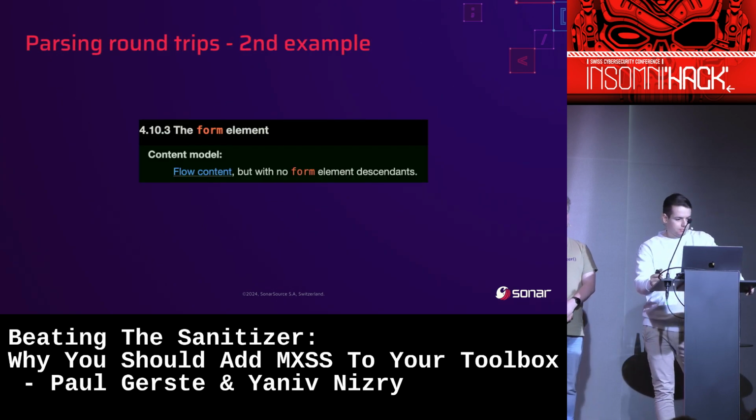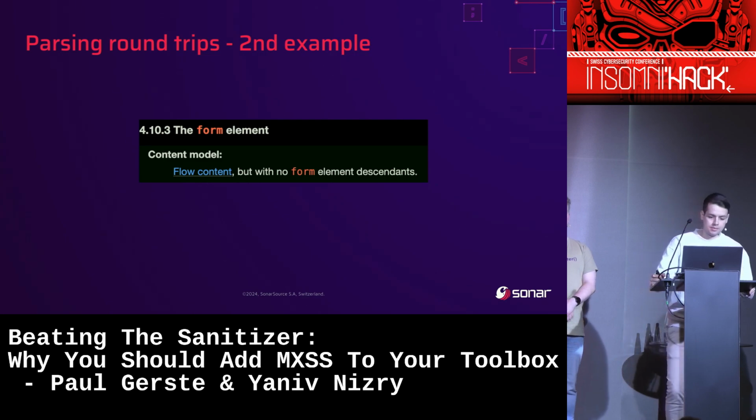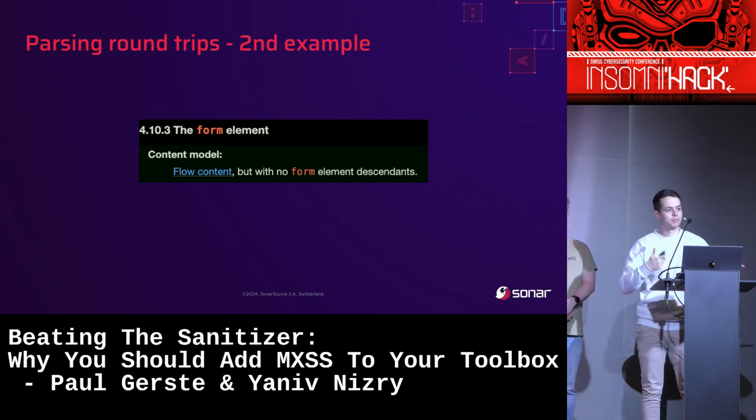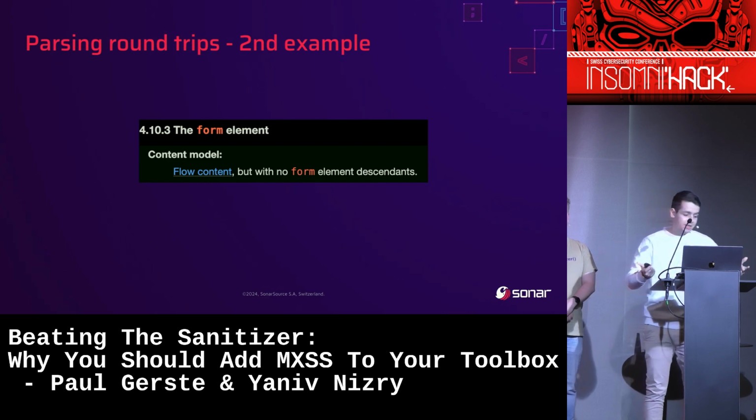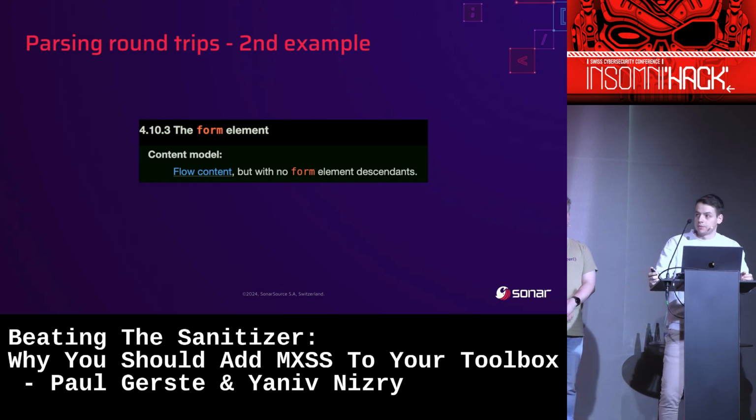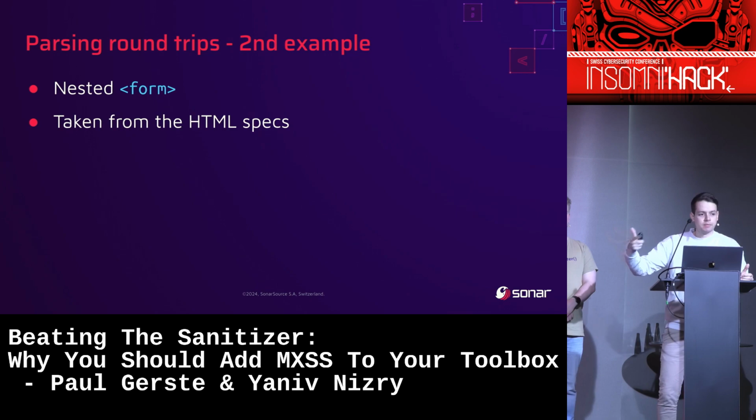So let's take a quick example of our second parsing round trip. The second one uses the form element, and this one was taken from the specification. You can see it's written "no form element descendants." So basically you cannot nest a form within a form. Funny enough, if you just continue reading the specification, they by themselves give an example of how you can nest a form within a form.